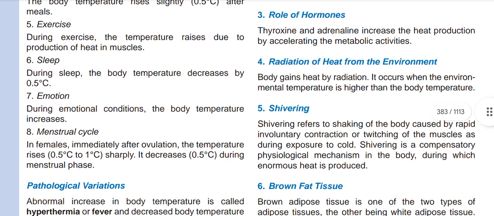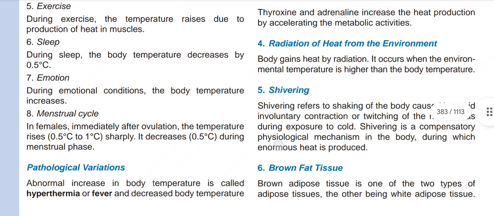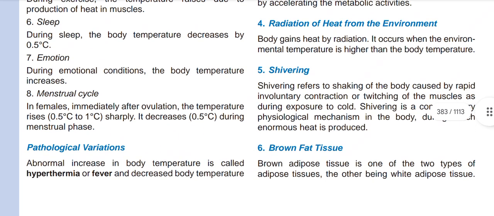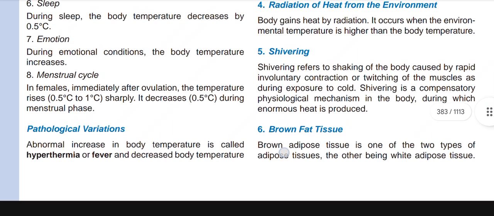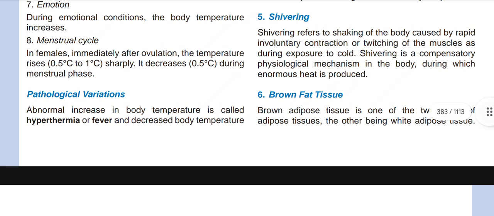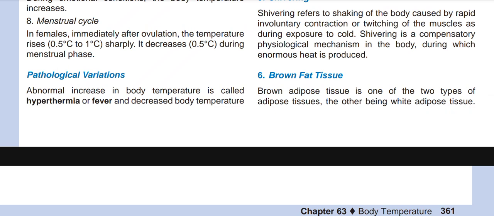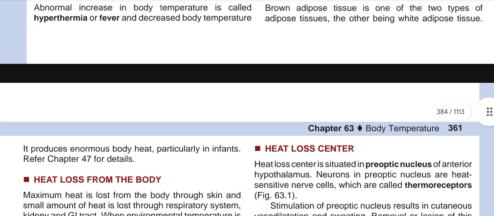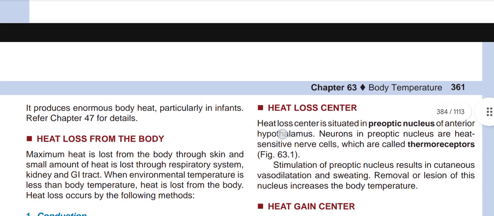And radiation of heat from the environment. Body gains heat by radiation, and it occurs when the environmental temperature is higher than the body temperature. Now, shivering. Shivering refers to shaking of the body caused by rapid involuntary contraction or twitching of the muscle during exposure to cold. Shivering is a compensatory physiological mechanism in the body during which enormous heat is produced. Now, number 6, brown fat tissue. Brown adipose tissue is one of the two types of adipose tissue, the other being white adipose tissue. It produces enormous body heat, particularly in infants.